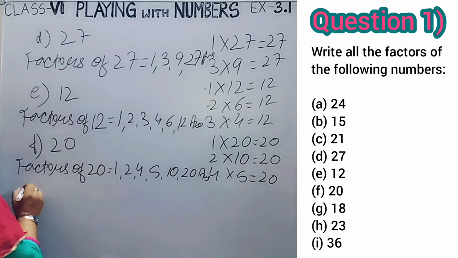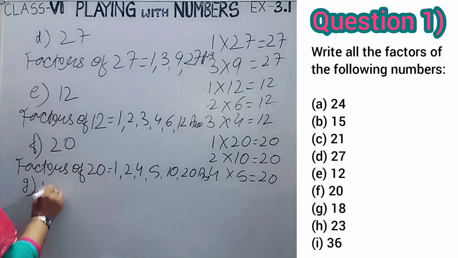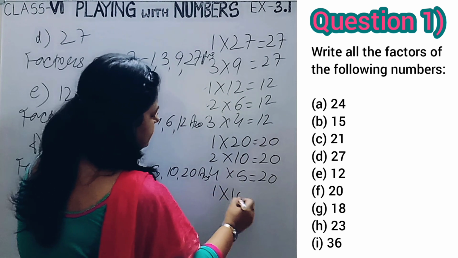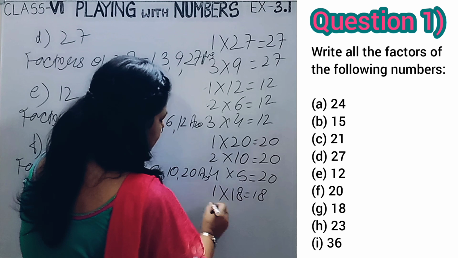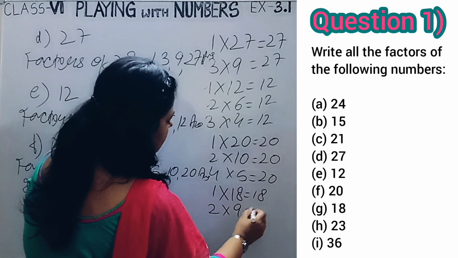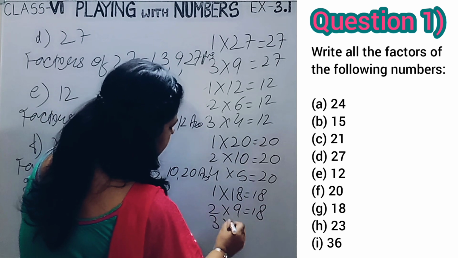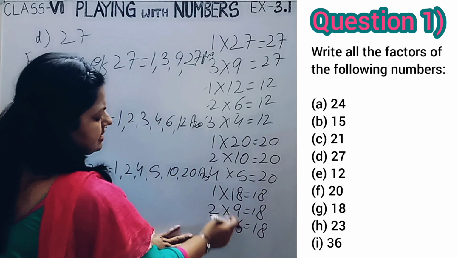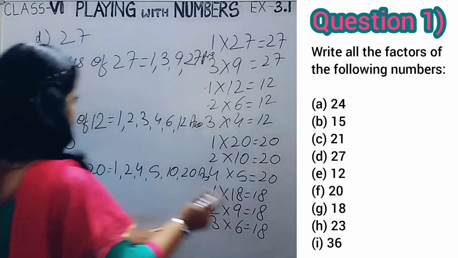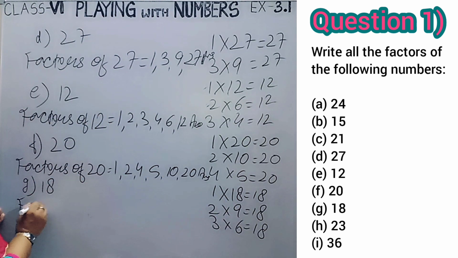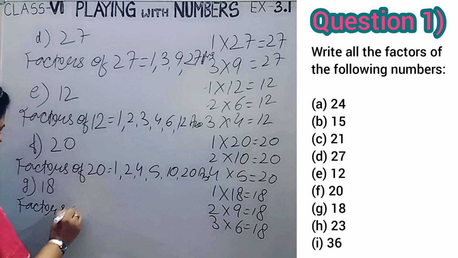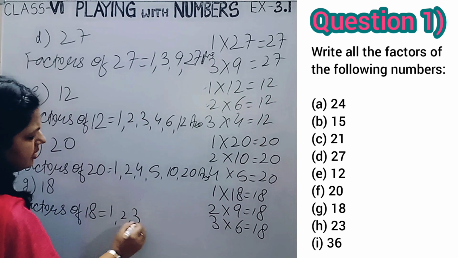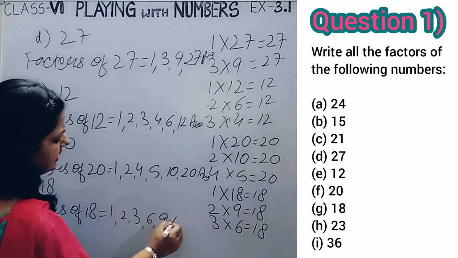Answer. G part, 18. So 18, we are going to make pairs. 1 eighteen is 18, 2 nines are 18, and 3 sixes are 18. Fine. 1, 2, 3, 6, 9, 18 are factors of 18. So factors of 18 are 1, 2, 3, 6, 9, 18.